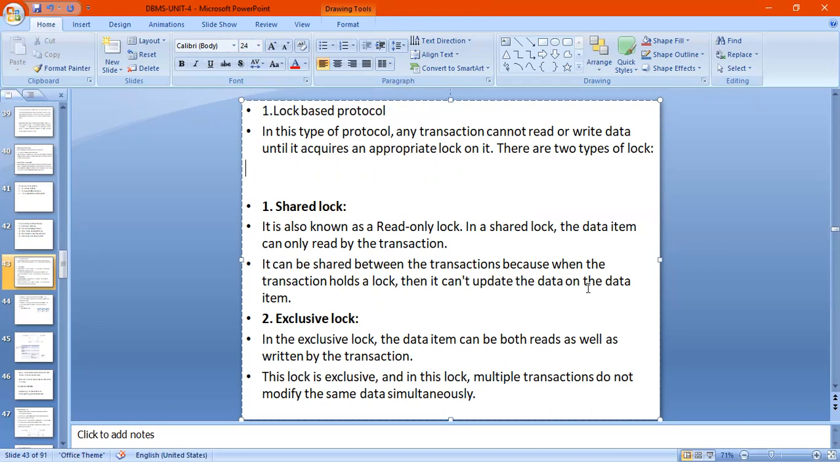Exclusive lock. In the exclusive lock, the data item can be both read as well as written by the transaction. This lock is exclusive, and in this lock, multiple transactions do not modify the same data simultaneously.